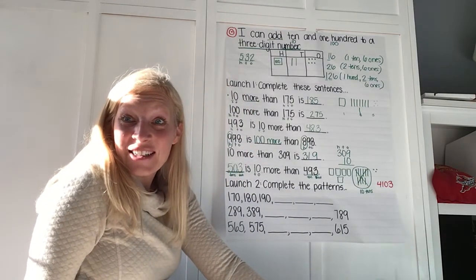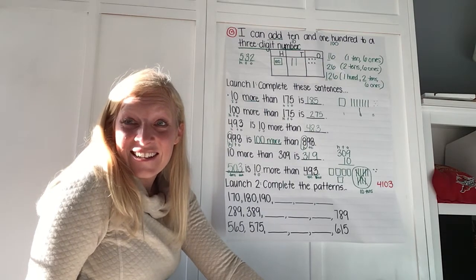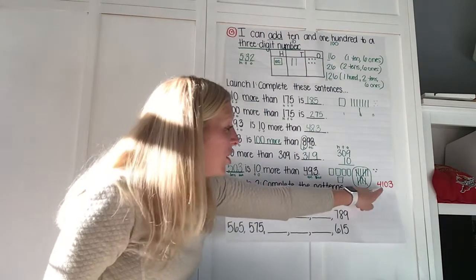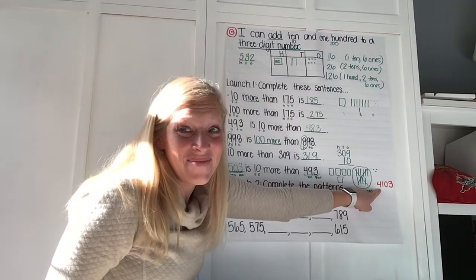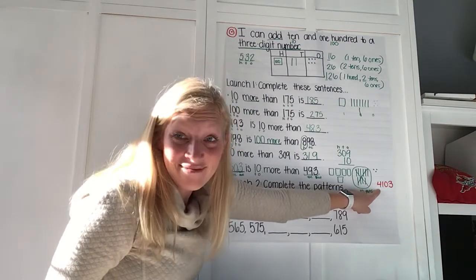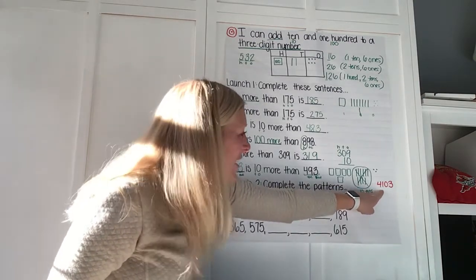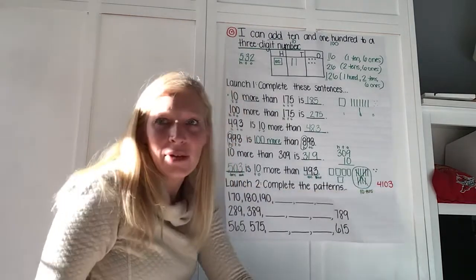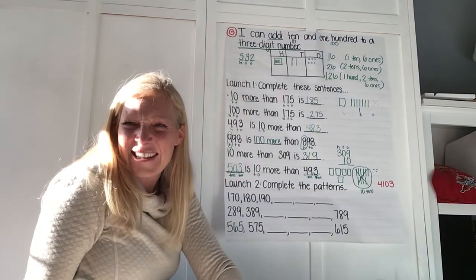It's not a 3-digit number anymore, is it? No. So that's no longer a 3-digit number. That's not 500, it's 4,000. 4,103. That doesn't make sense, does it?